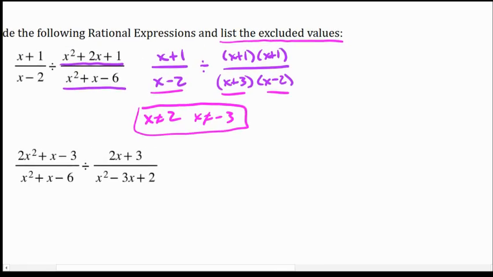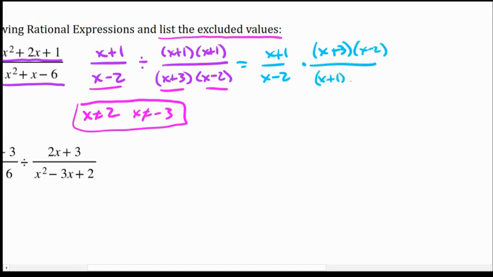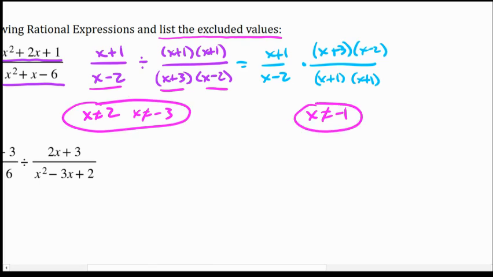Now to finish the problem, I'm going to multiply by the reciprocal. So what that means is now I keep the first fraction the same, but then I multiply by the flipped version of the second fraction. And now I'm going to check again for any more excluded values, which I see here that I have one more. I know that x cannot be negative 1. And so there's 3 different excluded values in this problem.